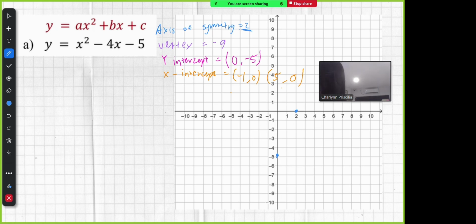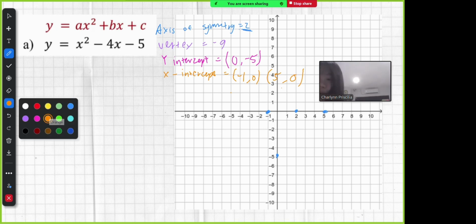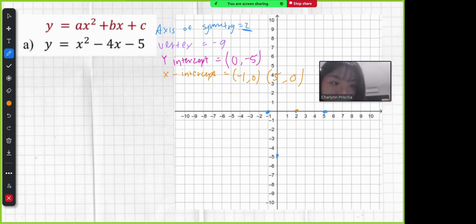And then the x-intercept is -1, 0, so it's (-1, 0). And we have (5, 0), so it's here.